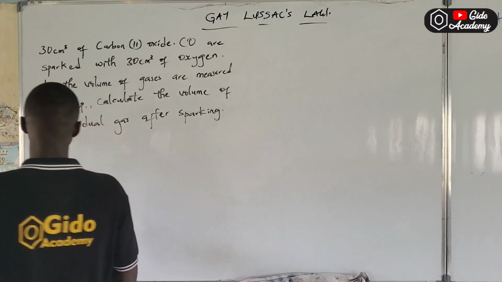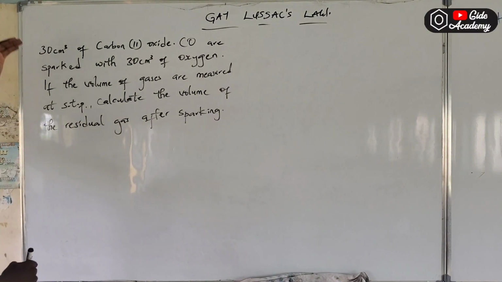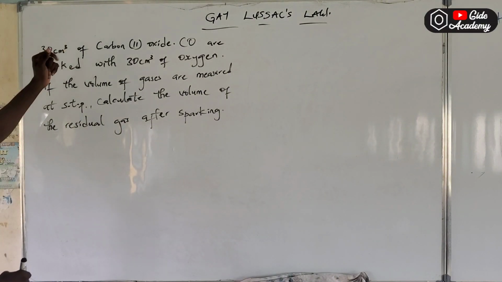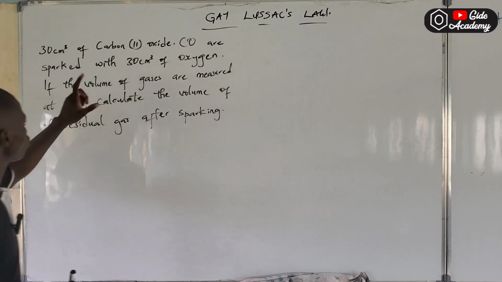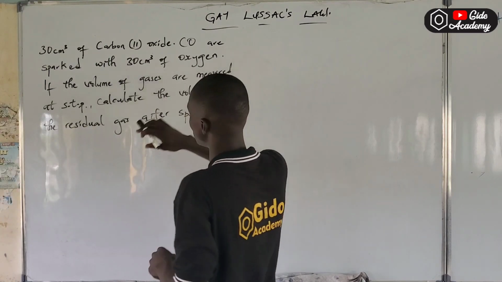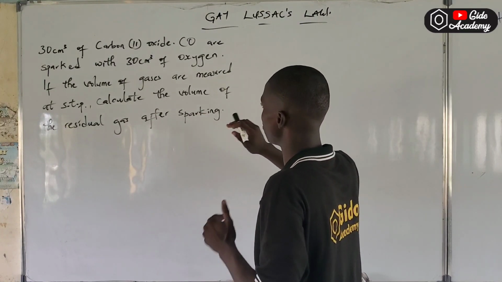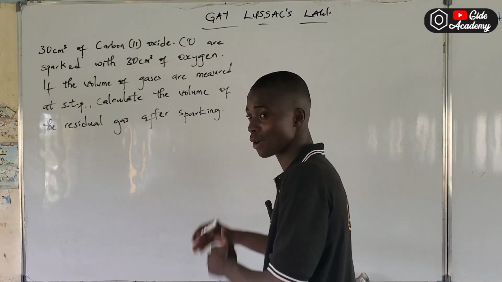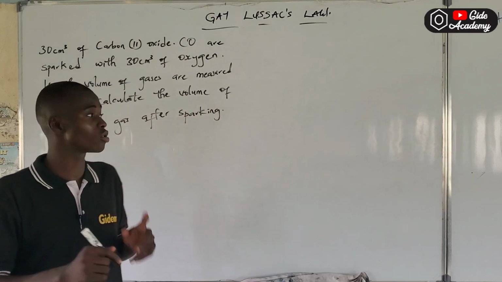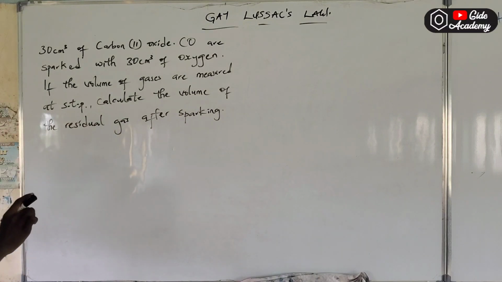So now look up. The first thing you have to do, let me read. 30 cm cube of carbon II oxide are sparked with 30 cm cube of oxygen. If the volumes of the gases are measured at STP, calculate the volume of the residual gas after sparking. Now, the first thing you have to take note of is, what are the things reacting?